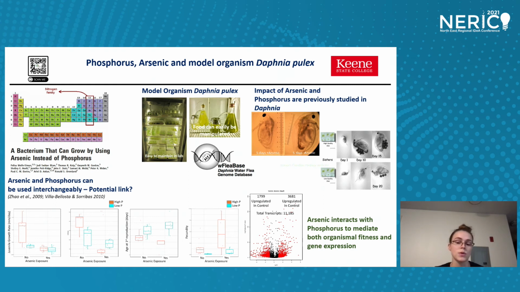Jumping into the results, we saw how arsenic interacted with phosphorus physiologically, with greater lifespans in arsenic with low phosphorus supply compared to higher phosphorus supply, as well as faster, more variable reproduction in high phosphorus with arsenic treatments versus low phosphorus with arsenic treatments, indicating high phosphorus with arsenic was more stressful.